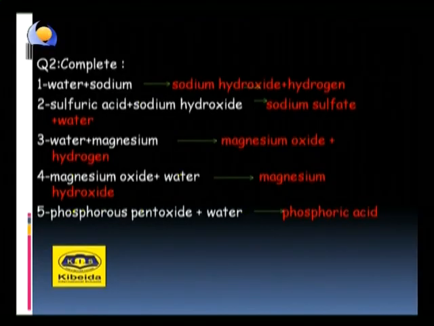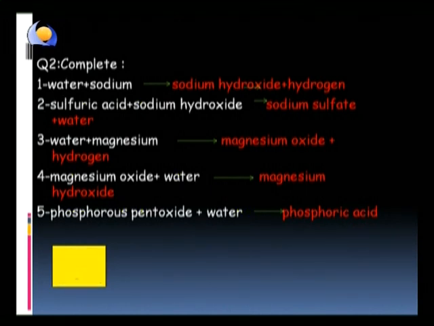Number three, water plus magnesium gives magnesium oxide plus hydrogen. Why? This is hot water or water steam. Number one, when cold water reacts with metal it gives hydroxide. Number three, when water steam or hot water reacts with metal, it gives oxide. Number four, magnesium oxide plus water gives magnesium hydroxide.